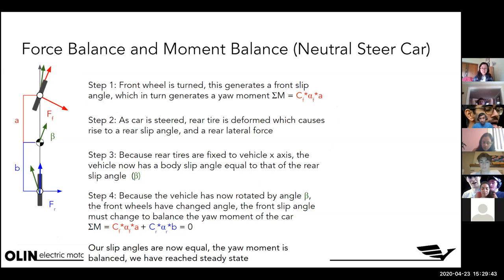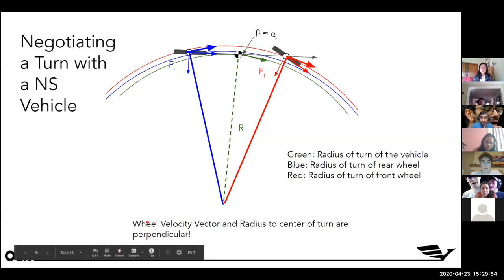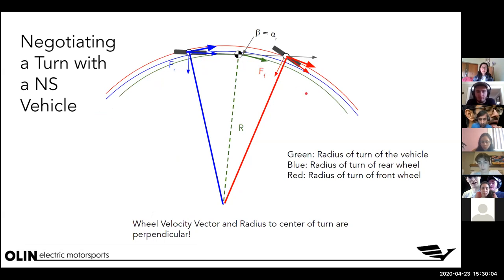So now our slip angles are equal, the yaw moment is balanced, and we've reached our steady state condition. Okay, this is a diagram of what this looks like. Basically, the green here is the radius that the center of mass is taking. The blue circle here is the radius of the turn that the rear tires are taking. And this circle is determined by the direction that the wheel is moving. So here's the direction it's pointing, here's its slip angle, and here's the direction that tire is actually moving.